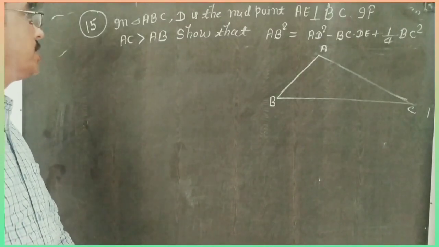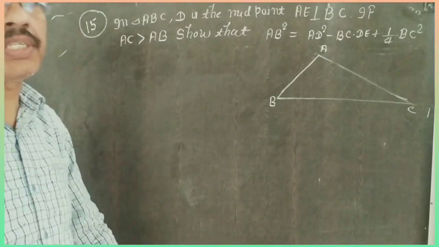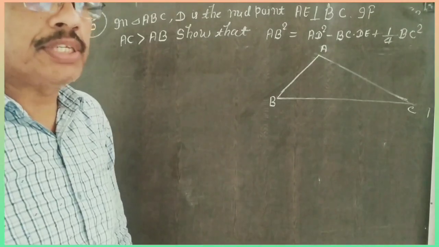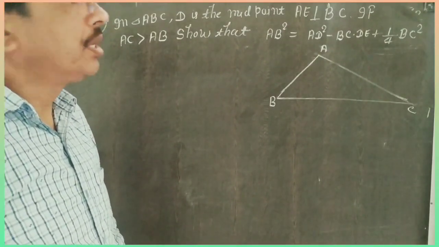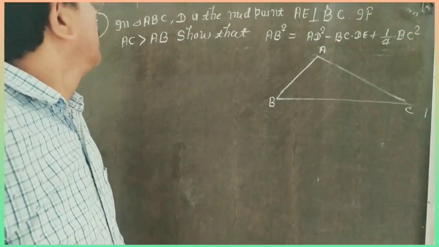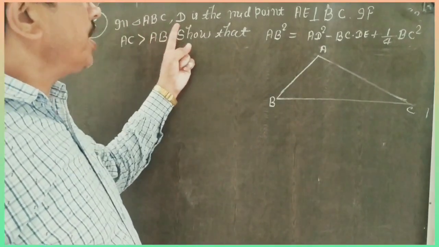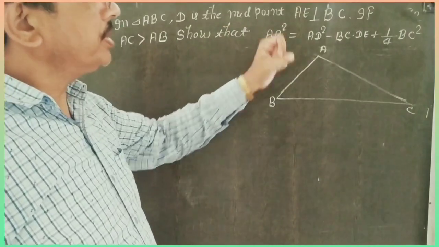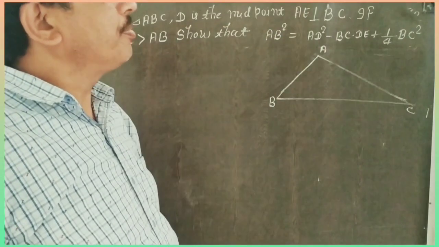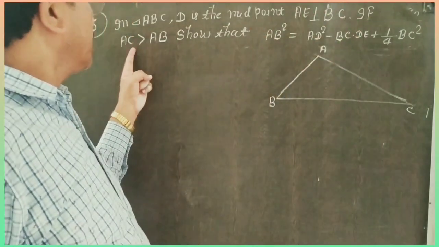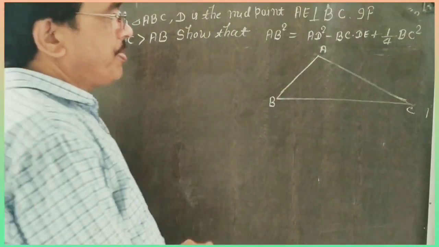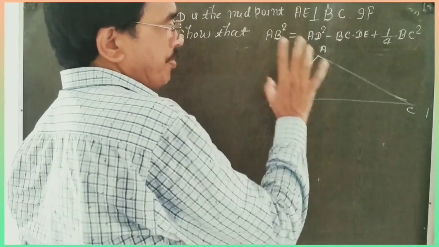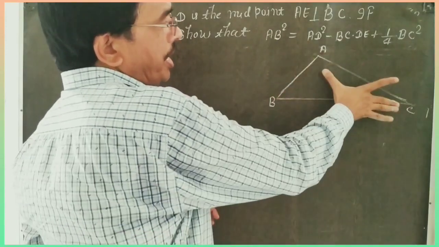Dear friends, these are very important questions of exercise 7D of the Pythagoras theorem. Exercise question number 15: in triangle ABC, D is the midpoint, AE is perpendicular to BC, and AC is greater than AB. First I draw a figure ABC. In this figure AC is greater than AB. It is clear. AB is here, and AC is longer than this.